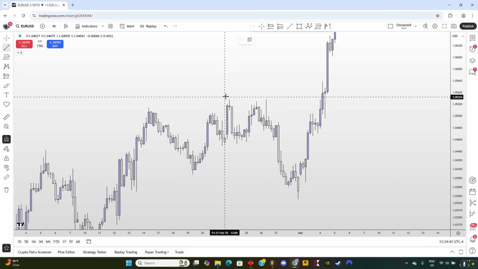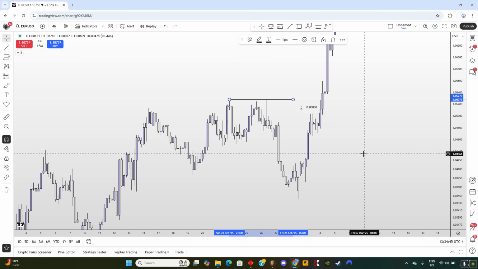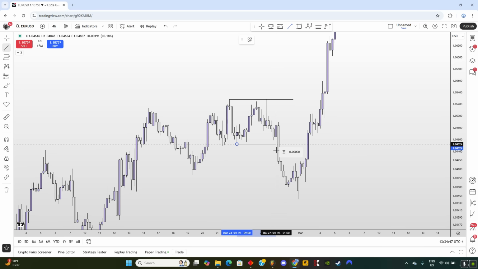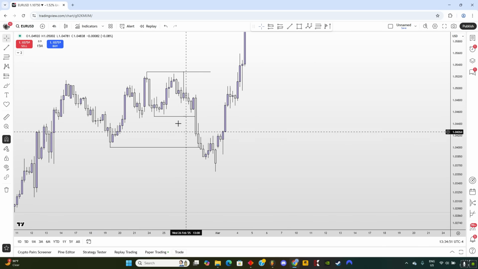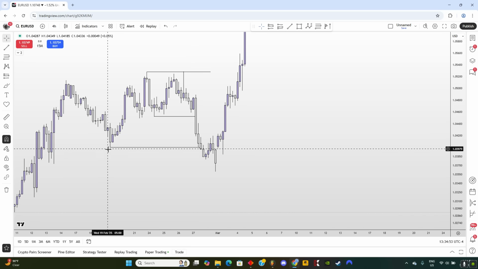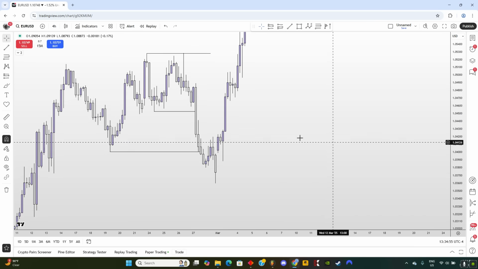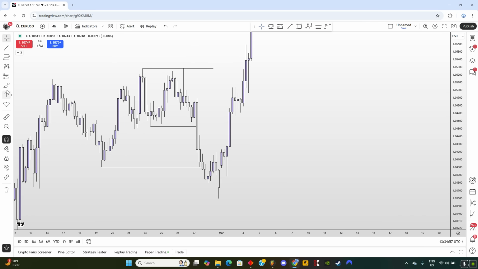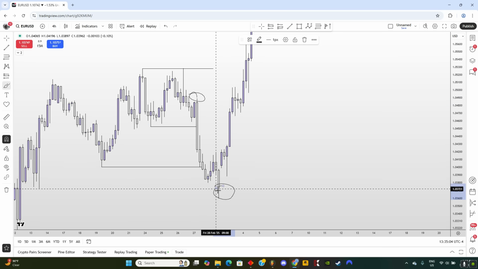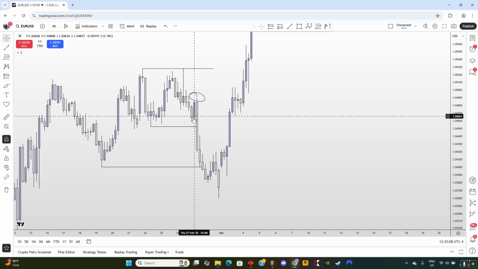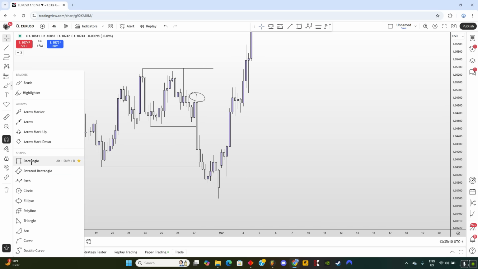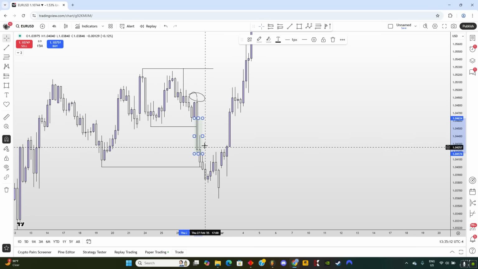Now we do also have a wick above this level. So we have this low, and we also have this low as well. Once we get a sweep of this low, preferably, what we're looking for is inversion. So look from this dealing range high to this dealing range low. Where are the fair value gaps? We have one over here, a small one, and this is the final one. So we're going to mark all of them out like that.